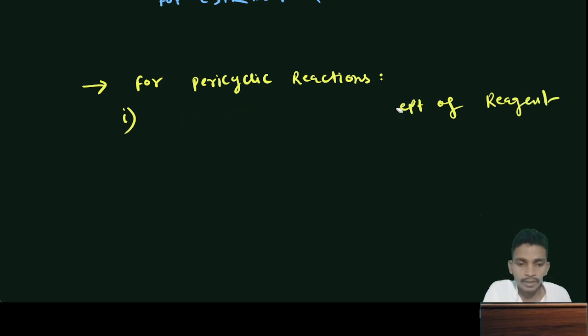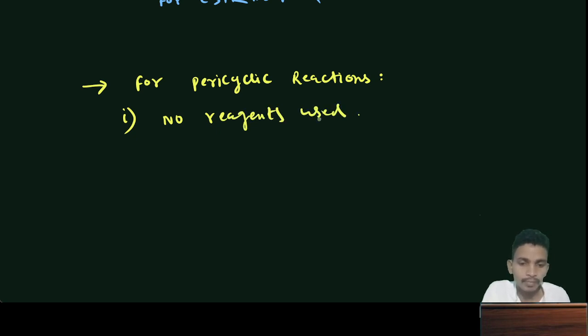It means that I can write here, no need, or you can say that no reagents used. Okay, for pericyclic reactions we do not use any reagents, means the reagent is not needed. And secondly, no intermediate forms here. It means that there is no need to know about the intermediates.